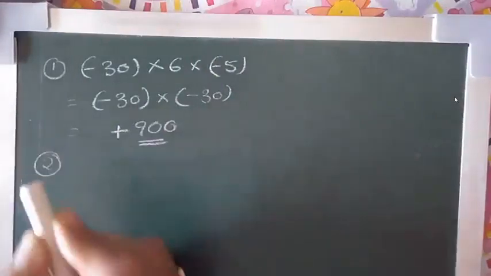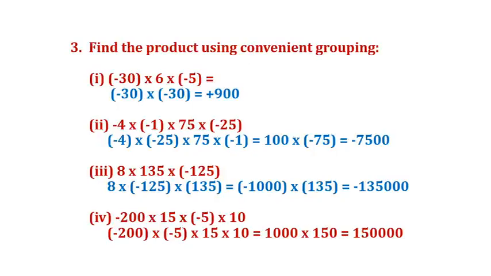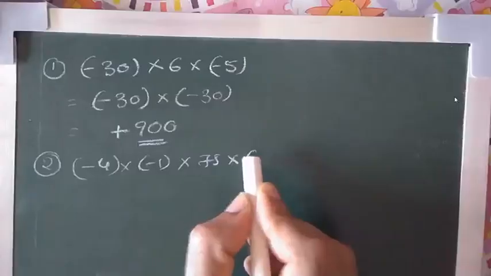So next, second one, minus 4 into minus 1 into 75 into minus 25.